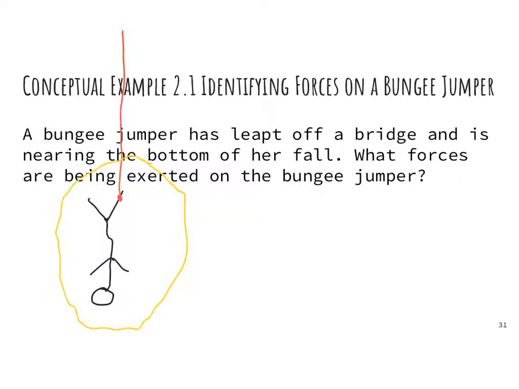So we have contact forces that we're identifying. The person has a bungee cord, and the bungee cord is stretching, so there is a spring force going up, and that is all. Then the only long range force is the weight going down. So the gravitational force will be going down, and the spring force is going up.